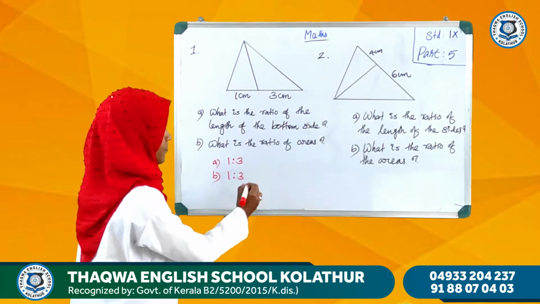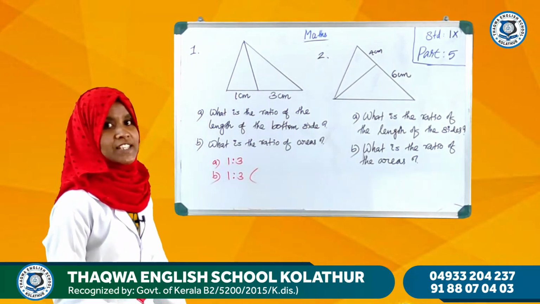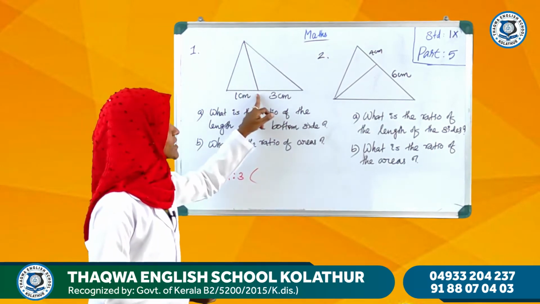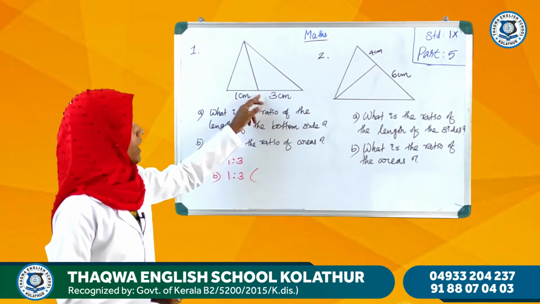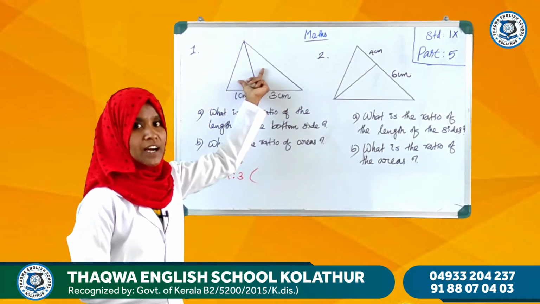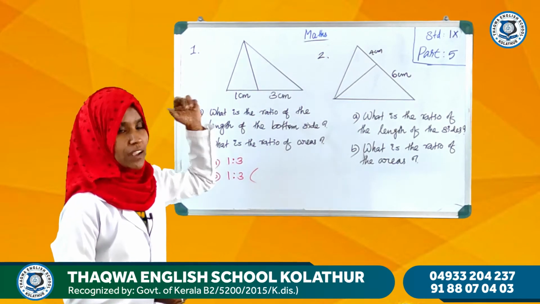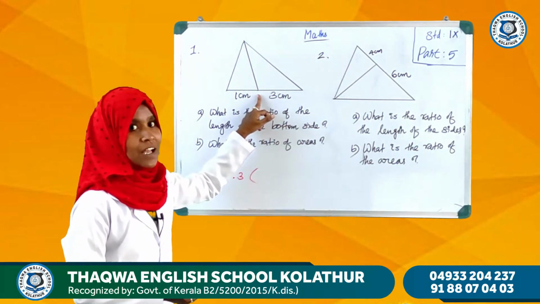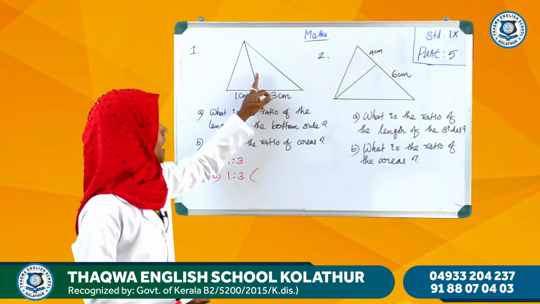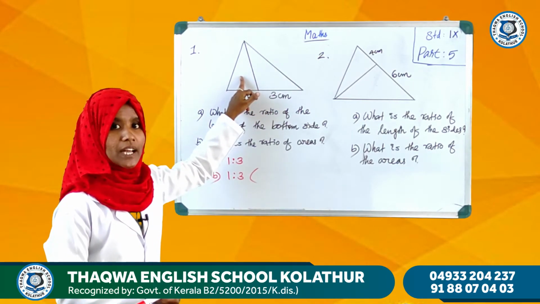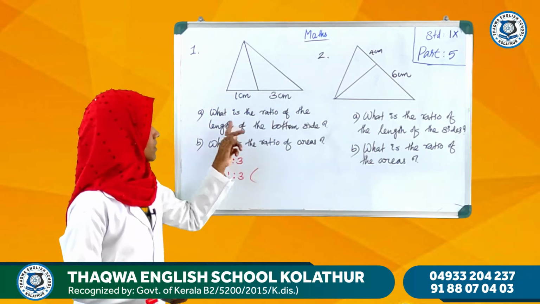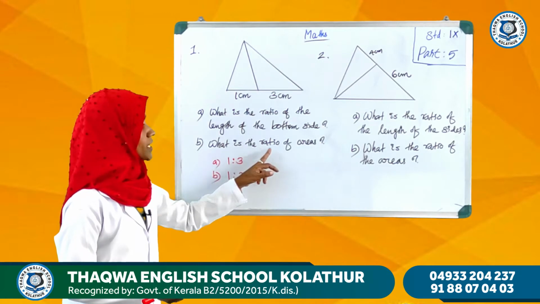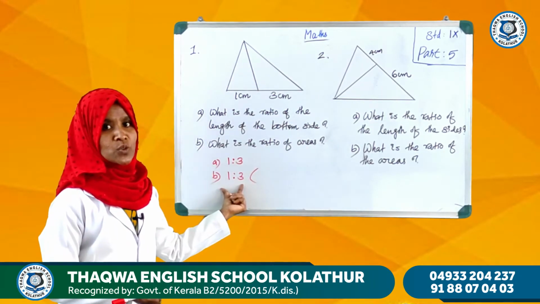Why? In the last class we discussed that a line from the vertex of a triangle divides the length of the opposite side and the area of the triangle in the same ratio. That is, the ratio of the length of the bottom side is 1 is to 3, and the ratio of the areas is also 1 is to 3.